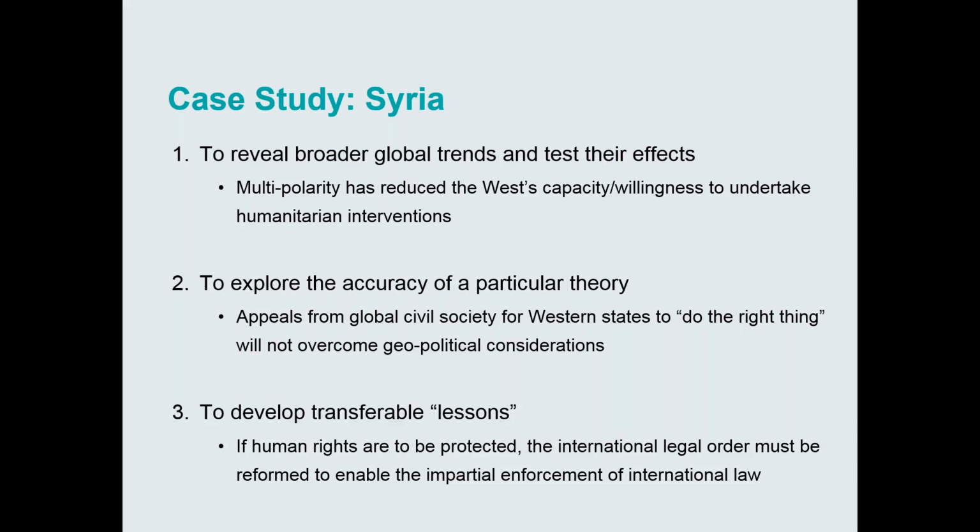Secondly, explore the accuracy of a particular theory. Okay, appeals from global civil society for Western states to do the right thing will not overcome geopolitical considerations. So we could argue here that, look at Syria, it shows us that despite this huge campaign that was waged by global civil society, by media, by social media outlets, all these various different groups, to get the West to do something, they didn't do anything, ultimately, because it wasn't in their interest to do anything particularly substantive.